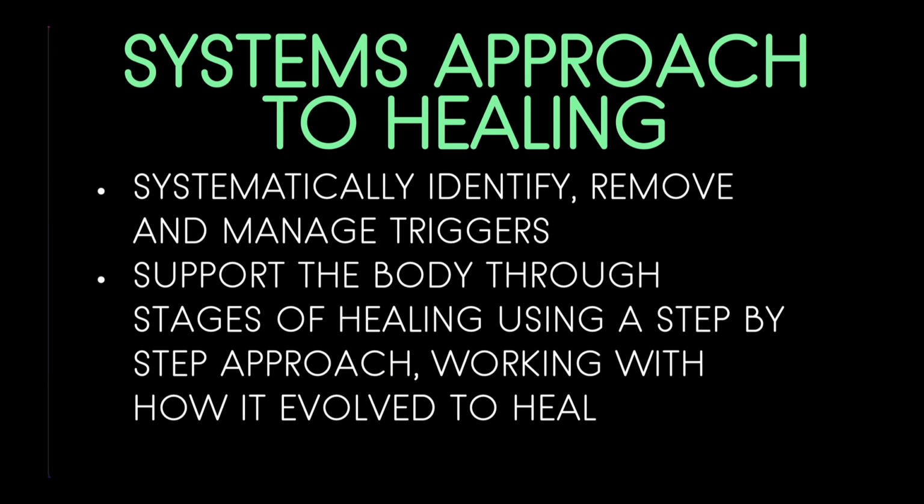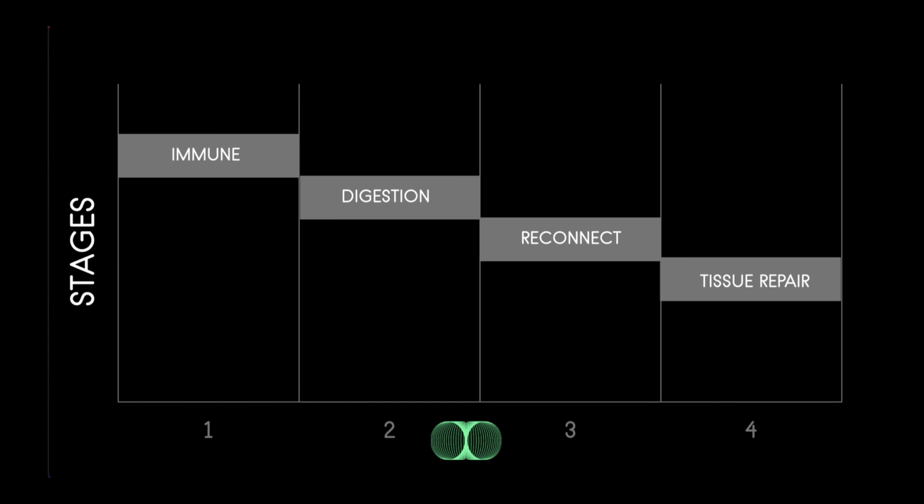And then support the body through stages of healing using a step-by-step approach, working with how it evolved to heal. And so what this looks like in practice for healing complex chronic illness is that we start by supporting the immune system to handle chronic infections, biofilms, mycoplasmas, all the things that are triggering off the cell danger response in the first place, right? People want to increase micro blood flow or top up B vitamins, but if the body's on fire, then we kind of need to support it there first.